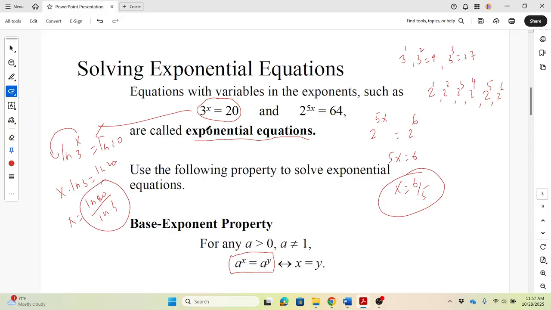So if you have the same base, we can solve using the base property. If we don't have the same base for the exponential equation, we can solve that type of equation by using the log function. Here I used ln, but you can also use log. It's up to you.